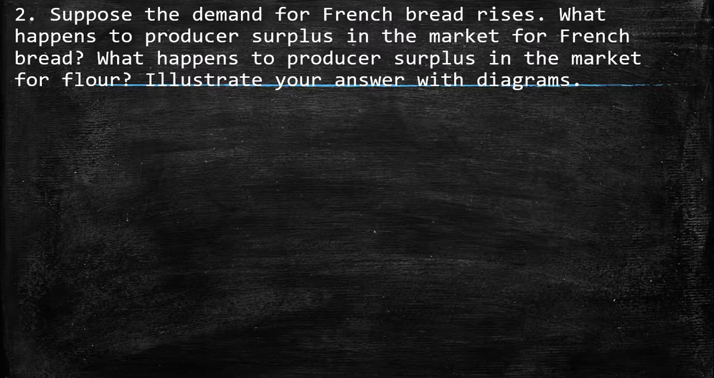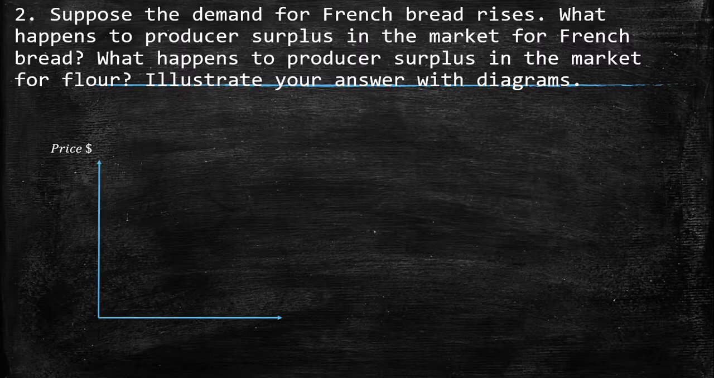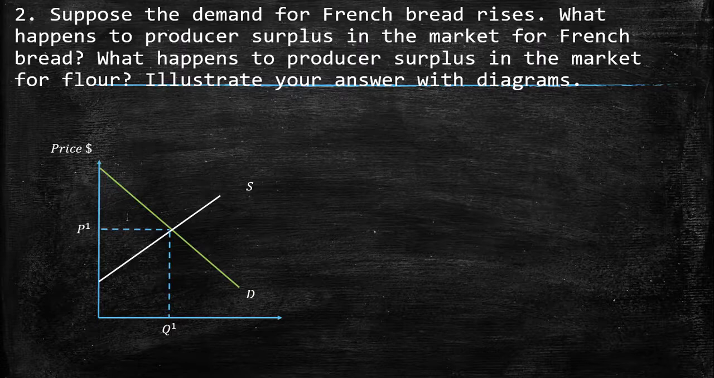Second, suppose the demand for French bread rises. What happens to producer surplus in the market for French bread? What happens to producer surplus in the market for flour? Illustrate your answer with diagrams. So here we have first our market. This is the market of the French bread. So here is the initial condition.